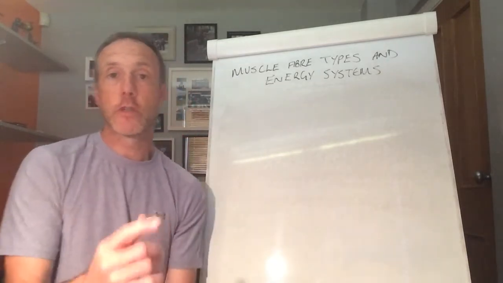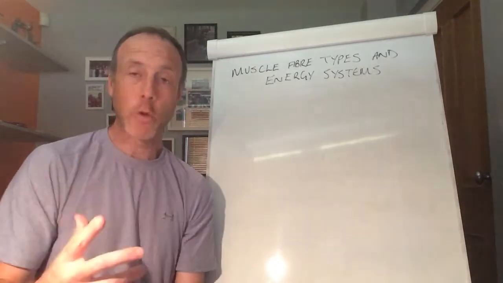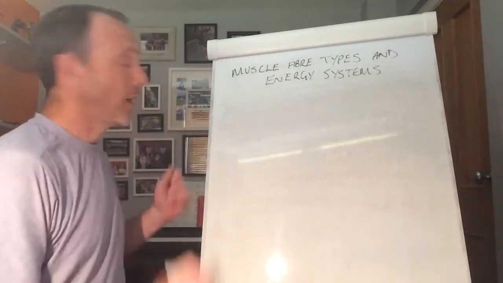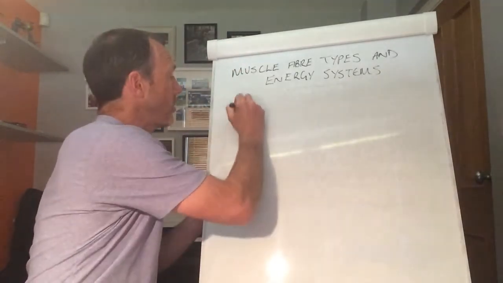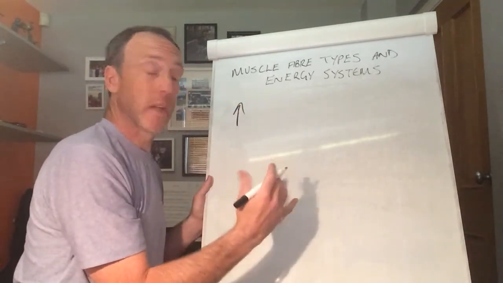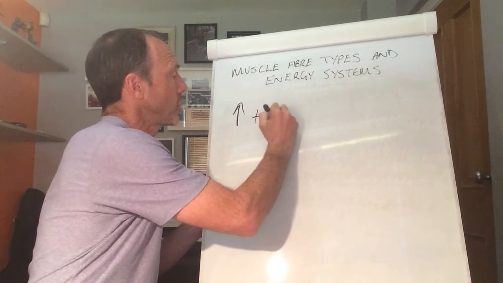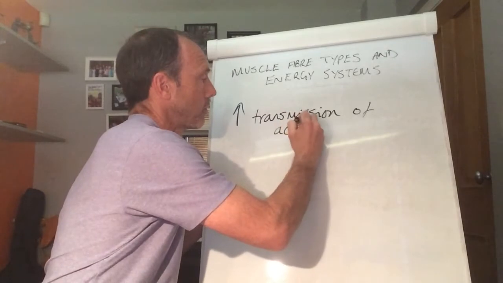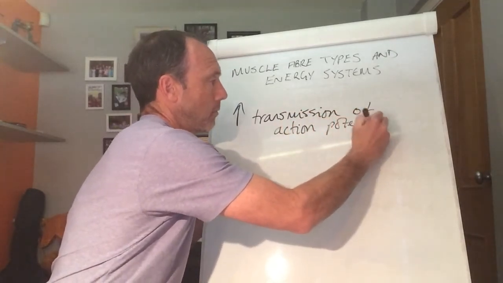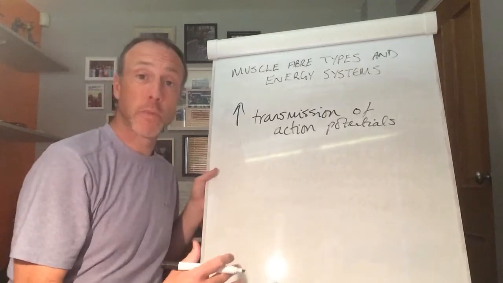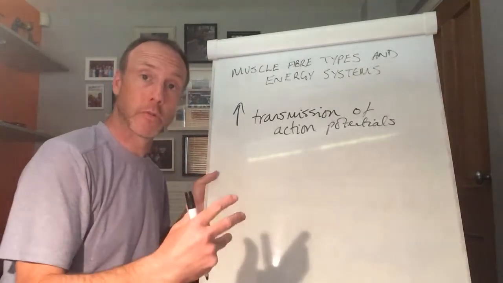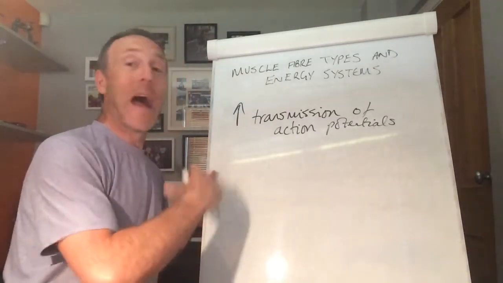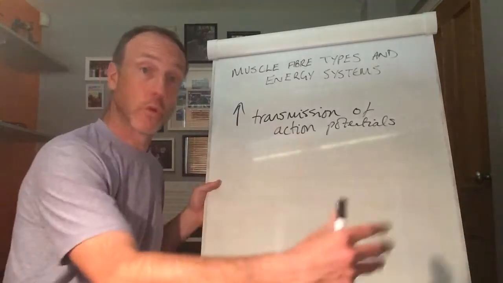So we're going to focus first and foremost on the type 2X and the qualities within those type 2X, and then the energy systems that are able to support that. So the first thing we're going to look at is that a type 2X muscle fibre has a high transmission of action potentials. Okay, so what do we mean by action potentials? Well, action potentials are those electrical impulses that are sent via the motor neuron pool down the spinal cord, down the central nervous system, and to the muscles that have been chosen to work.